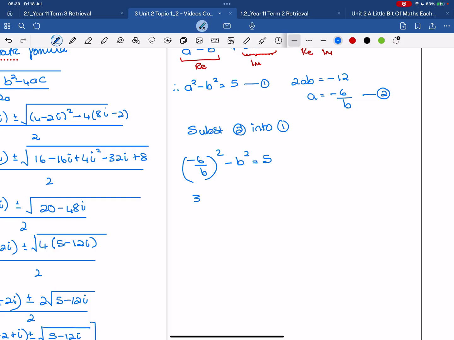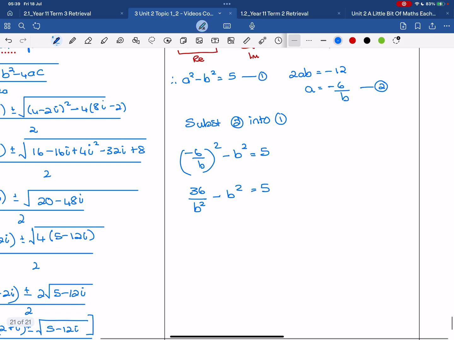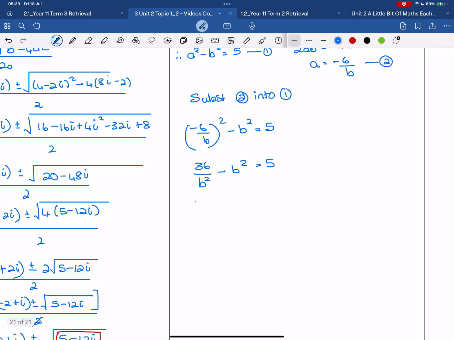And that gives me 36 over B squared minus B squared equals 5. If I multiply every single term by B squared, I'll get 36 minus B to the 4 is equal to 5B squared. And I notice that can be rewritten as a quadratic. So I've got 0 is B to the 4 plus 5B squared minus 36.